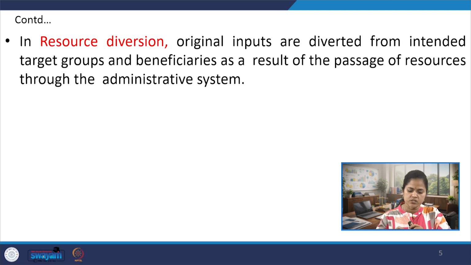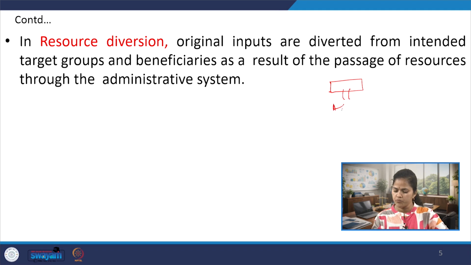So what is resource diversion? Before discussing that, let's take an example. Suppose there is a fund which is especially meant for an afforestation program. This is a real life context. There is a fund called CAMPA.